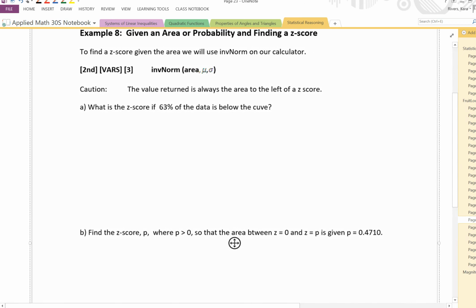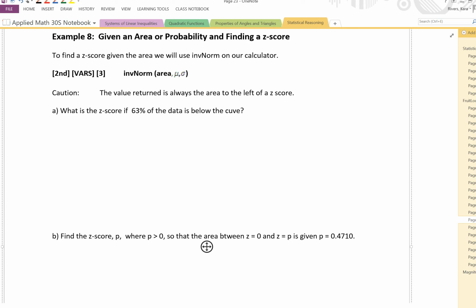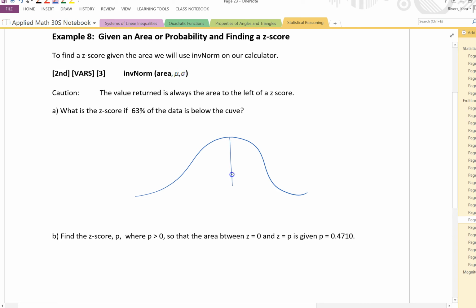So here's our first example. It says, what is the z-score if 63% of the data is below the curve? Now what does that mean? Well, I'm just going to draw here. You don't have to copy this part out. If I draw a curve, we know that 50% is this, but 50% is also this. So when we talk about 63%, are they talking about more than 50%, maybe here, or is it on the other side?